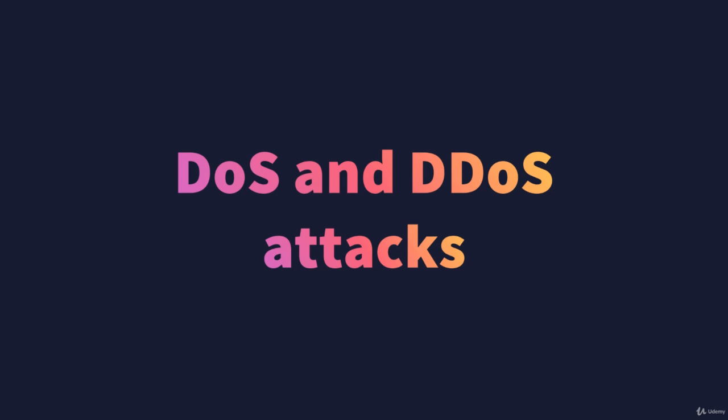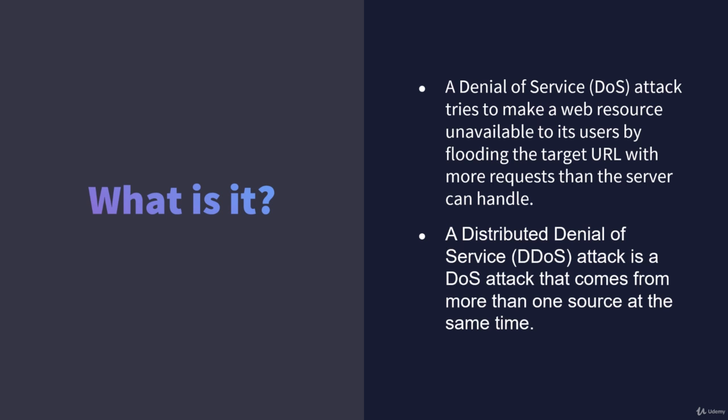DoS and DDoS attacks. First of all, what are these acronyms? A DoS, a denial of service attack, tries to make a web resource unavailable to its users by flooding the target URL with more requests than the server can handle. That means during the attack period, regular traffic on, for example, a website will be either slowed down or completely interrupted.